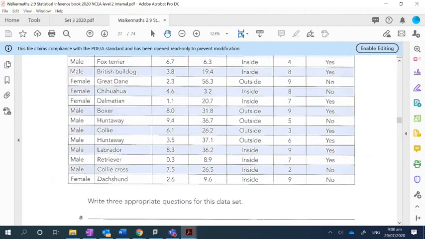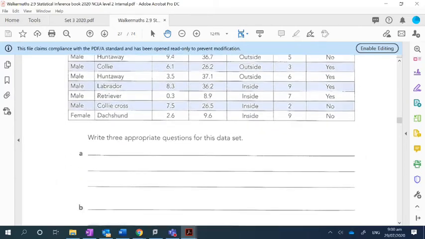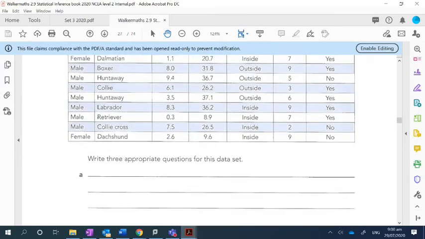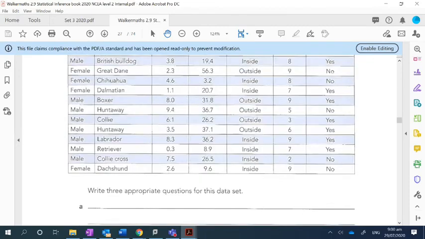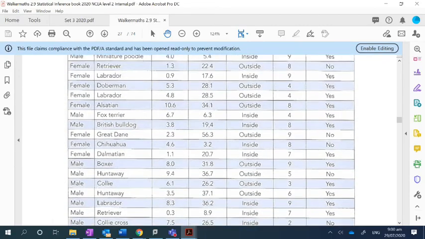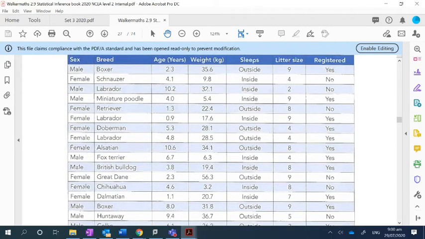So what do you want to pick? Pick one of the easy ones with the numbers in it, probably. Compare the weights of dogs in New Zealand. Compare the ages. Okay? So here's what we're going to do. I want you to look at this data, and we're not going to write 3. I want you to write one question using this data, okay, and the criteria that I just gave you.